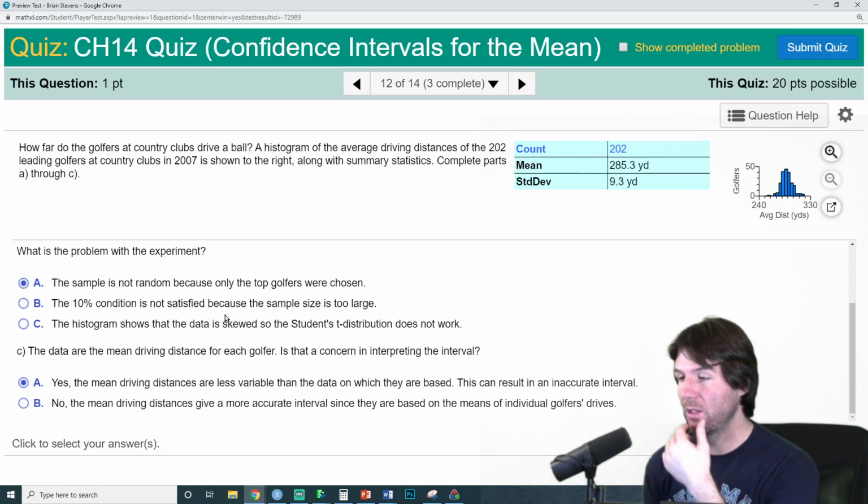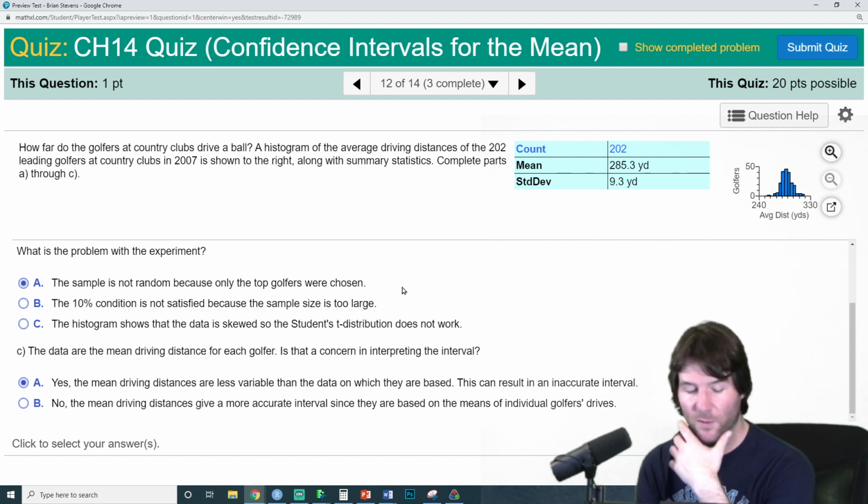So this last one right here, we didn't choose random golfers. We only chose the top golfers. So that's an issue. If we want to talk about all golfers, we can't interpret this interval for all golfers. It's for top golfers. And then also we took the mean of their times.